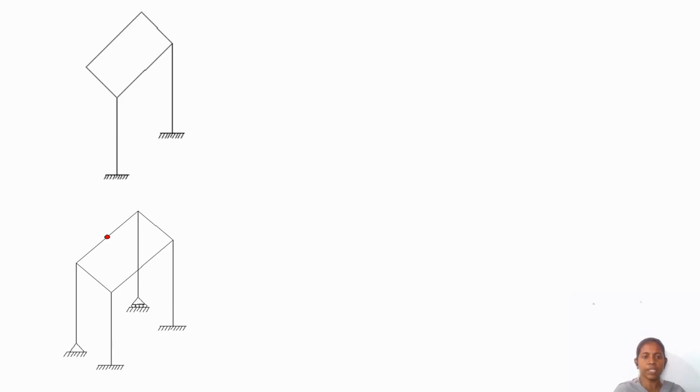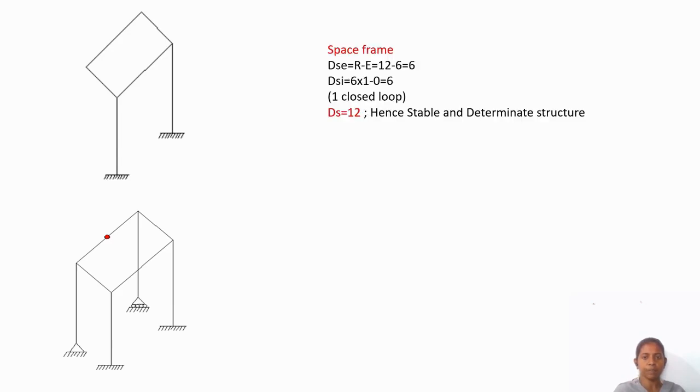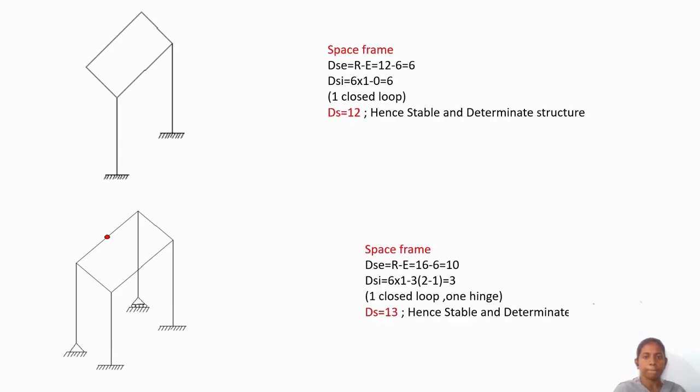So these are the 3-dimensional structures. Here we have 3 directions, and each direction will have each moment. So one support will have 6 unknowns, both the supports will have 12 unknowns, and the available equilibrium equations we have are 6.